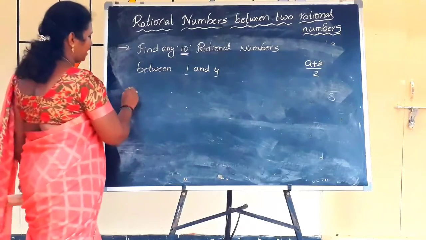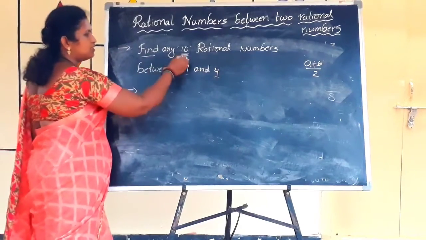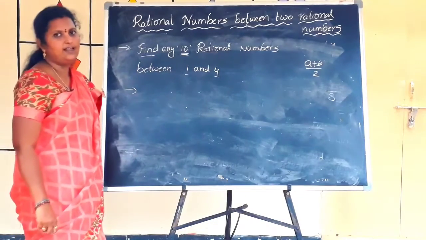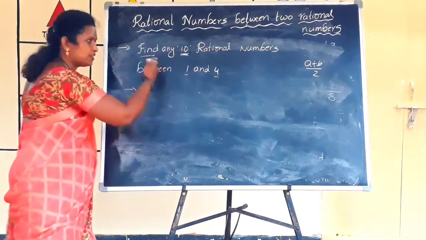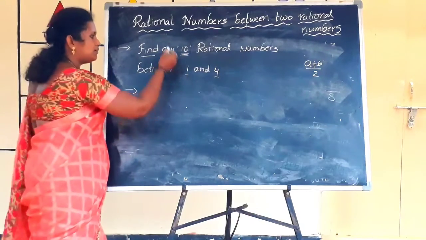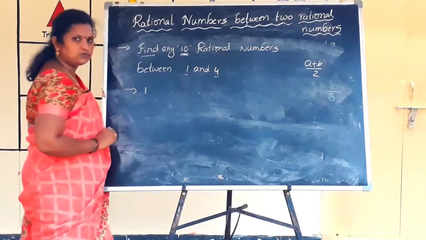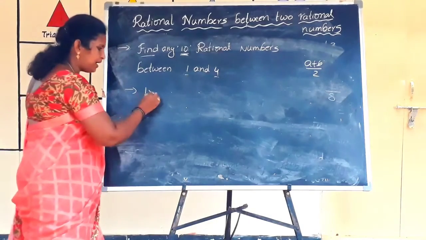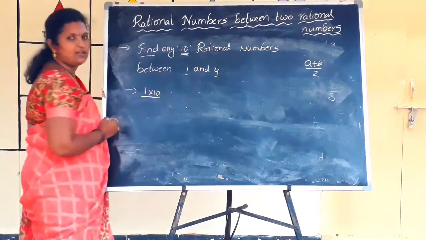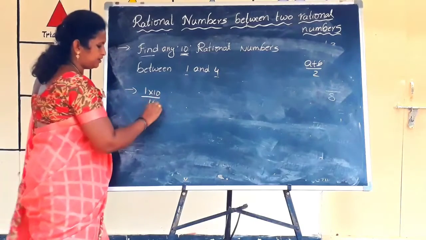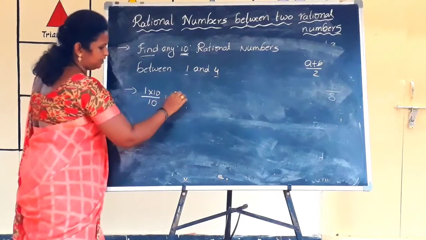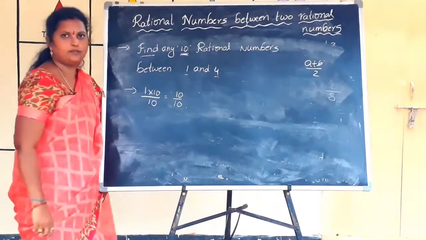Okay, so how to find it? If you want to insert more rational numbers between any two rational numbers, what is the process? So here we have to take the first rational number, and multiply and divide by the same number. Here I am multiplying and dividing with 10. Then it is 10 by 10.